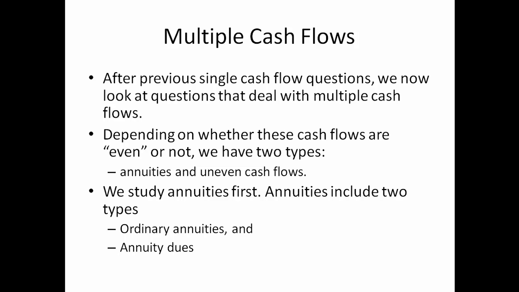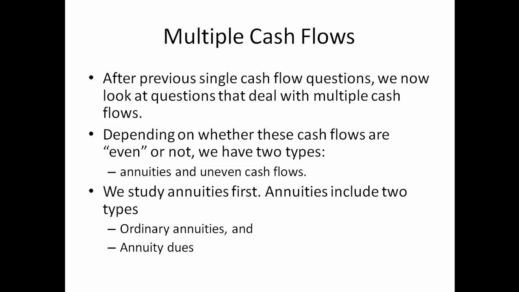Now let's see what if there are multiple cash flows involved. Depending on whether those multiple cash flows are equal in amount or not, we have two types. If they have equal amounts, we call them annuities, and if they are not, then we call them uneven cash flows. So let's study the annuities first.